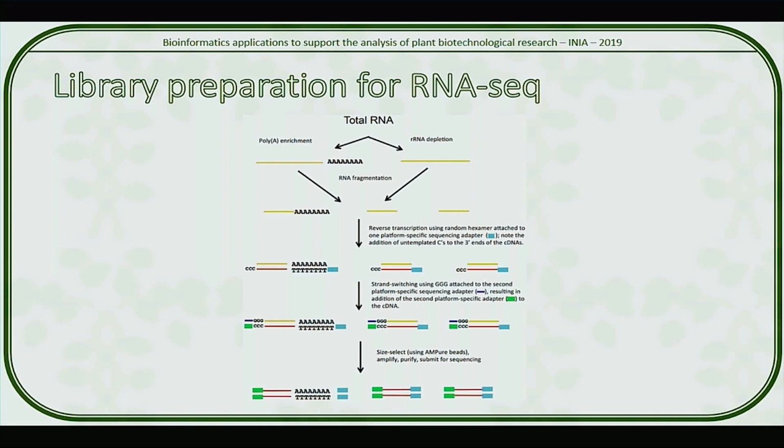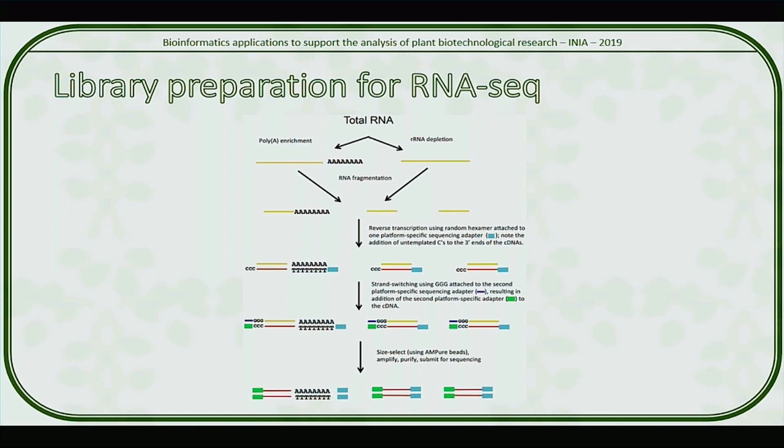After that, we just clean strand switching using the GGG attached to the second platform-specific sequencing adapter. This is just a trick in molecular biology that we use to select the plus strand and be sure that we are only sequencing one of the strands of the messenger RNA. Then we do the size selection. And finally, this is ready to go into the sequencing machine.